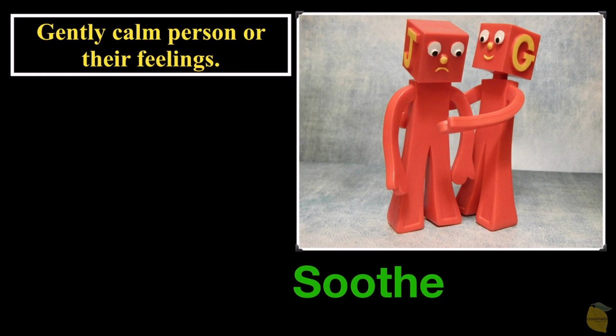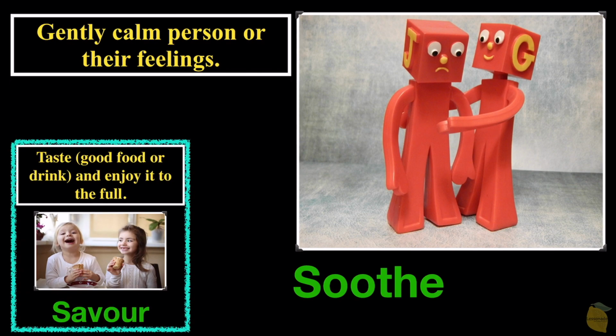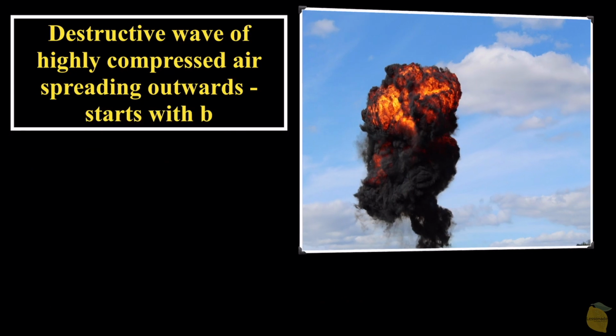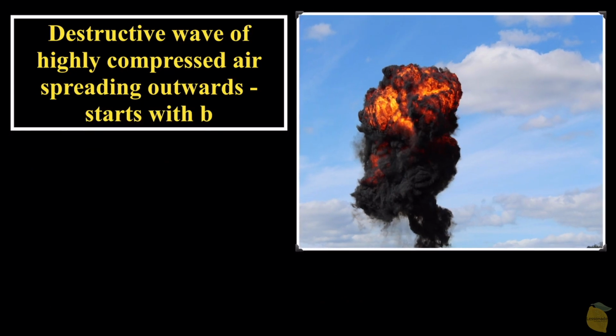Before we go on to the next one, let's once again recall the previous slide. The previous slide was savor. Now let's go on to the next one. The next one is destructive wave of highly compressed air spreading outwards, starts with B. In this picture, we can see smoke, fire, air, and dust. They're all spreading outwards after an explosion. This means the word must be blast.